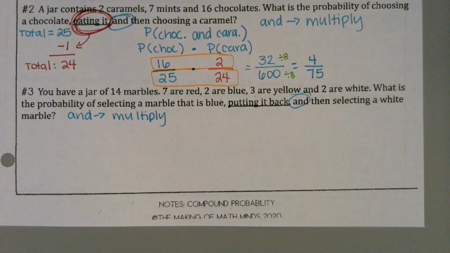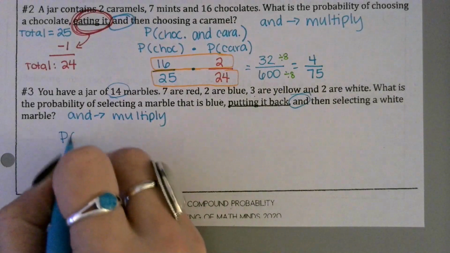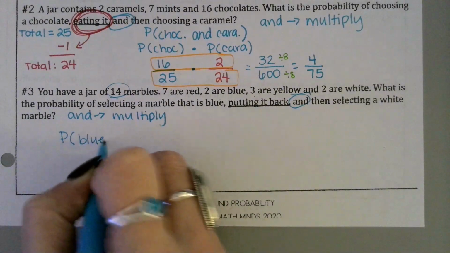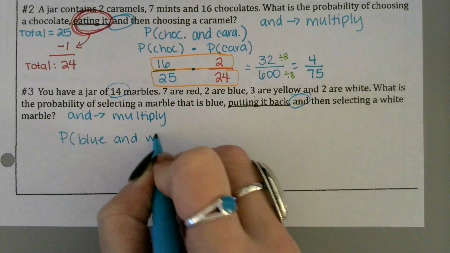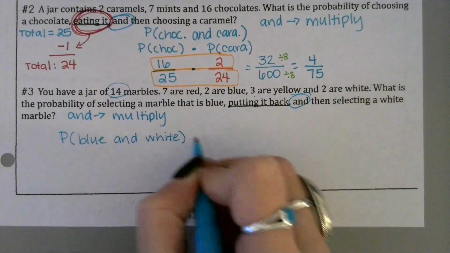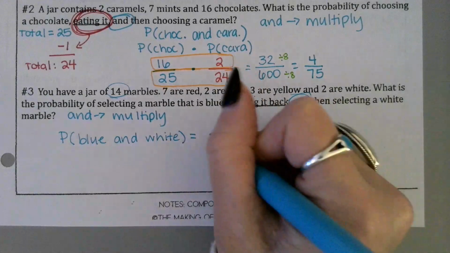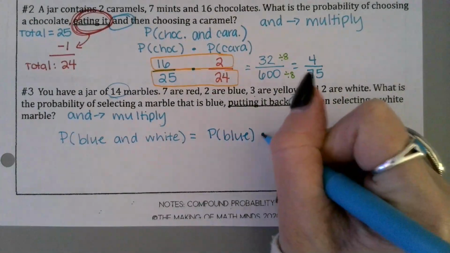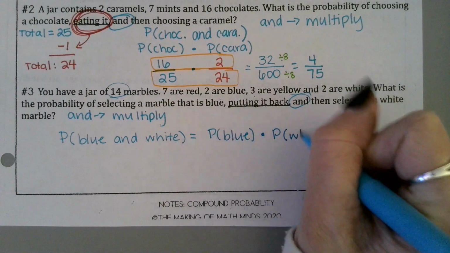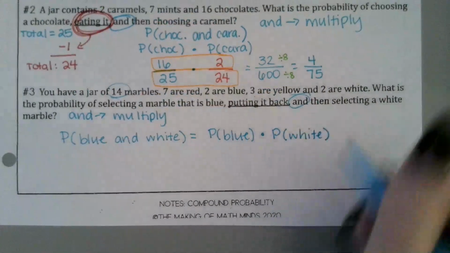How many total marbles do I have? 14. It said it right here. Sometimes it tells you, and that's nice. We want the probability of picking a blue and then a white. So we're going to find the probability of a blue and multiply that by the probability of a white.